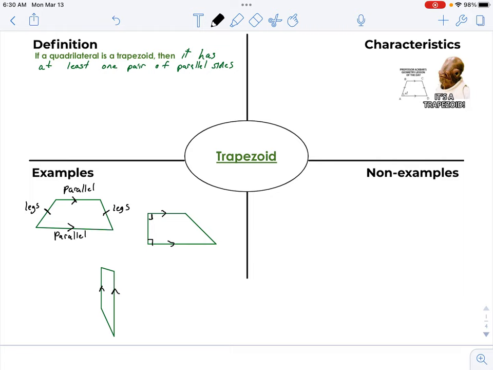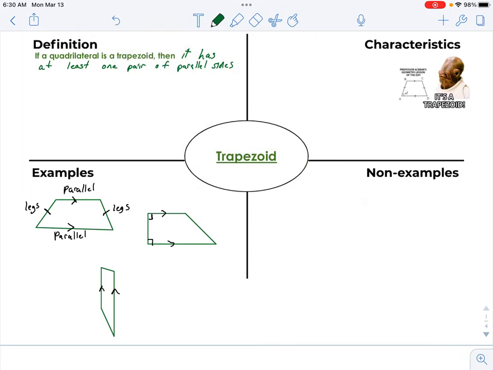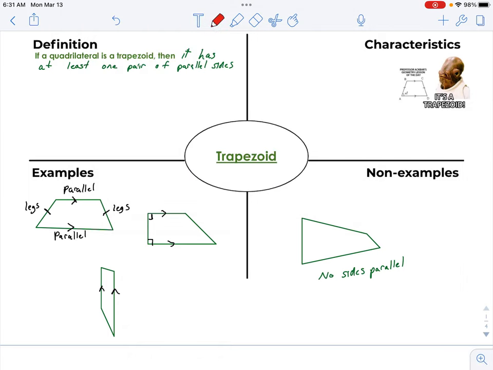All right. Then some non-examples. I don't think we have to go too crazy on the non-examples, but it looks just something like this. All right. No sides parallel. And I got too crazy over here just to emphasize. Yeah, there's different kinds. This is an isosceles trapezoid. This is a right trapezoid. But really, with trapezoids, it doesn't matter if that's isosceles or right. It's just the fact that it has a pair of opposite sides that are parallel.